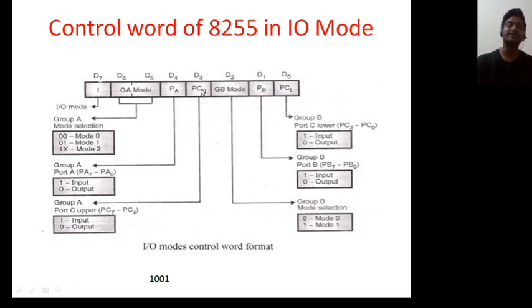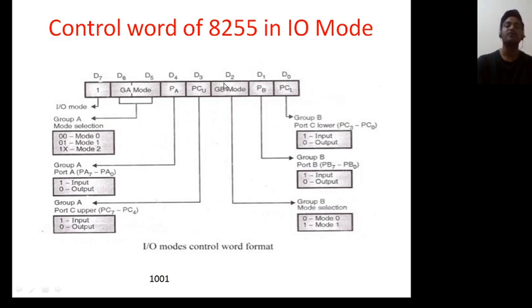Next, port C upper. Now we have no choice because port C works only in mode 0, so there is no bit for mode selection, only for the input output function. If the value is 1, again port C upper will work as input, otherwise output.